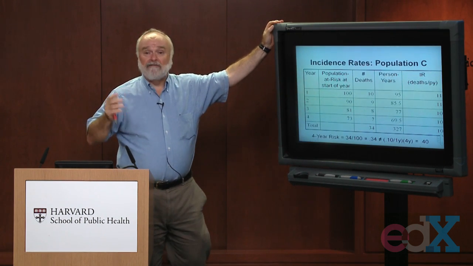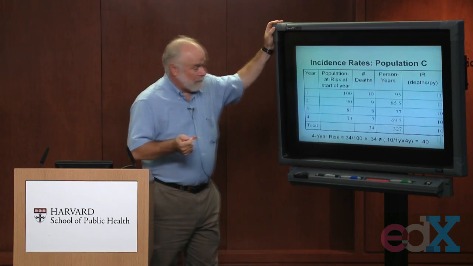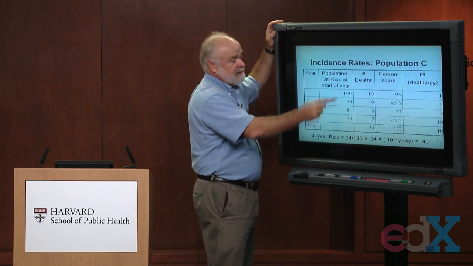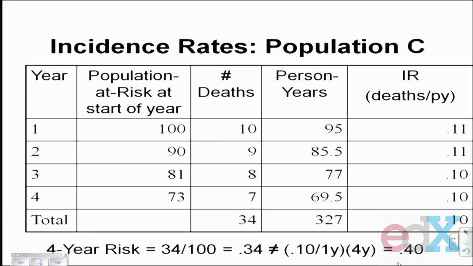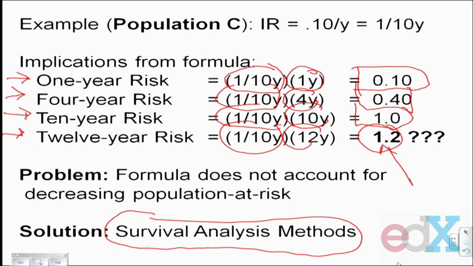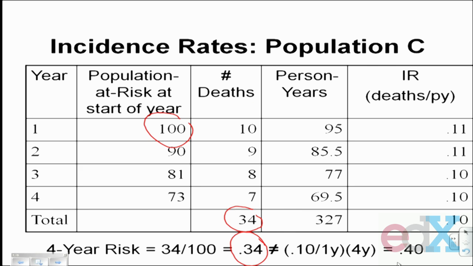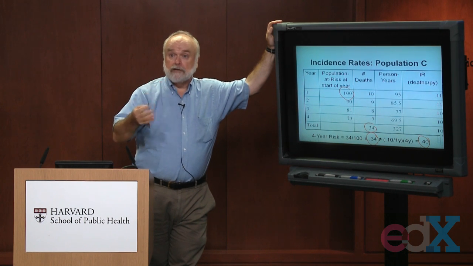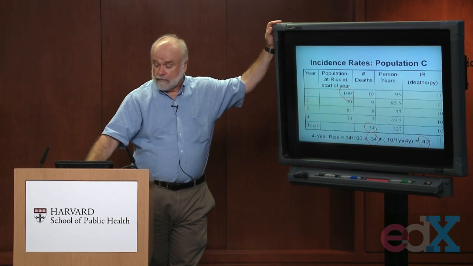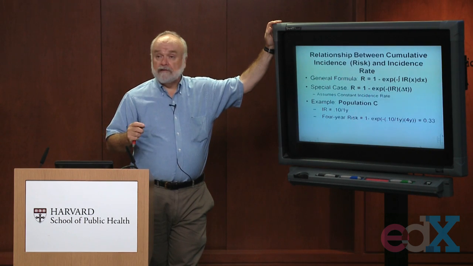But what's the better formula to use? Well, from population C, we saw that the 4-year cumulative incidence was 34 cases out of 100 people, 34%. The previous slide, using that approximation formula, said the 4-year cumulative incidence would be 40%, which is too high compared to the 34%. So it's breaking down. It's breaking down because it doesn't account for the diminishing population at risk that happens over time.